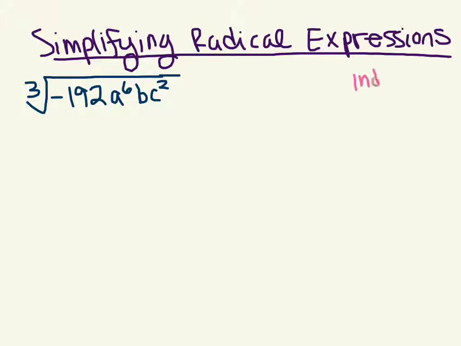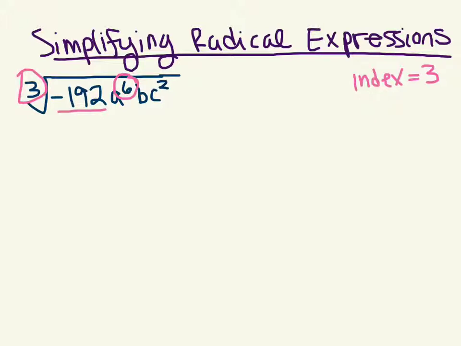So the index is equal to 3. In order for something to be simplified, we know that all of the powers inside of my radical have to be less than my index of 3. So the first thing we need to do is factor this 192, and then we notice that the 6 is a greater power than the index of 3. So we're going to have to take care of that as well.